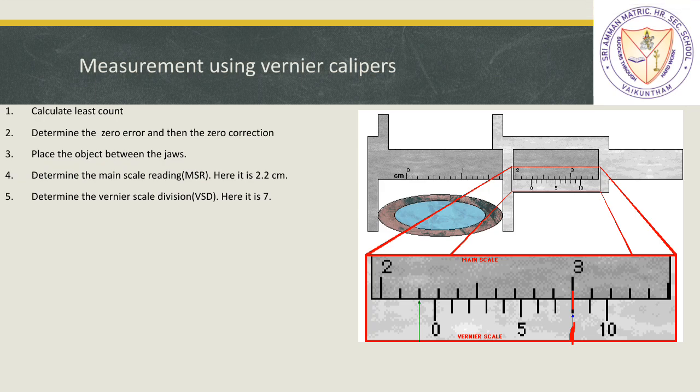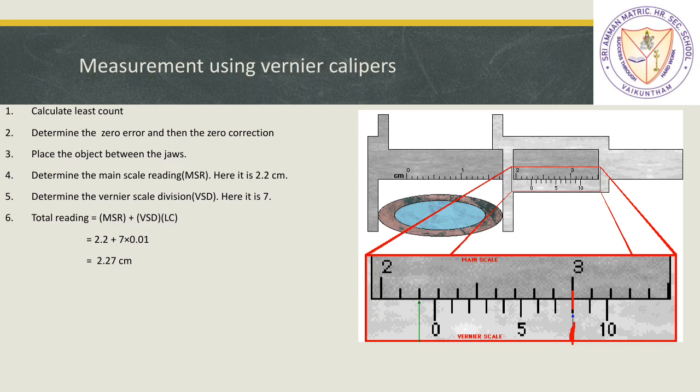It's 8, so make it a correction. For example, I have taken it as 7, whatever it is. The total reading will be MSR plus VST into least count. So it will be 2.2 plus, it should be 8. I have written it as 7. Take it as an example if the 7th one was coinciding. 7 into 0.01, so the total reading will be 2.27 centimeter. Here it should be 2.28 centimeter. So this is how we calculate the total reading.